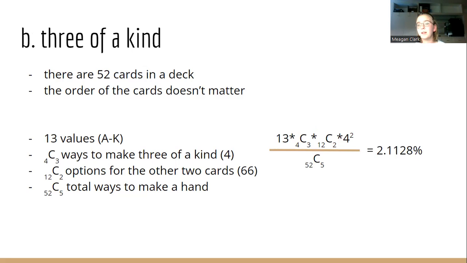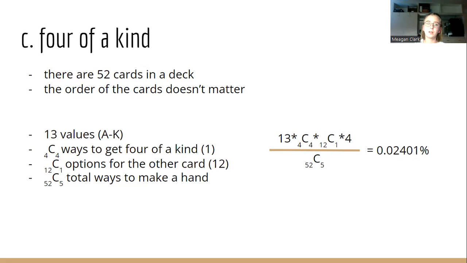The 4 squared in this equation is the suits for the 2 cards that are not part of the 3 of a kind. And then your percentage, once you type the equation in, is 2.1128% chance of getting 3 of a kind in a random hand.